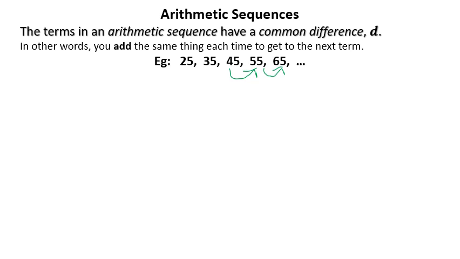So you're adding, in this case, 10 every time. 25, add 10 gives 35, add 10 gives 45. So this sequence is defined by starting at 25 and going up in tens. And that's what makes it an arithmetic sequence.